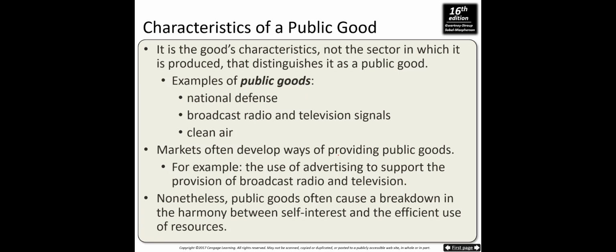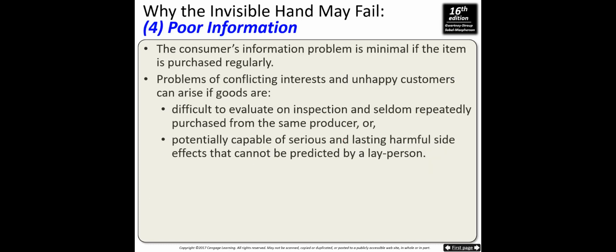So examples of public goods: national defense, broadcast radio and television signals, and clean air. Markets often develop ways of providing public goods. For example, broadcast radio and television signals are free, but companies use advertising to support the provision of broadcast radio and television. Nonetheless, public goods often cause a breakdown in the harmony between self-interest and the efficient use of resources. For that reason, government finances public goods by collecting taxes.